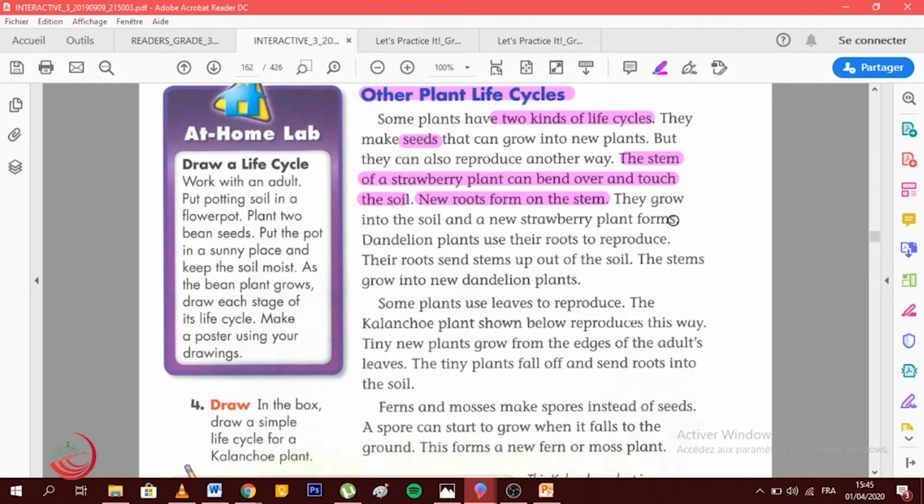That's pretty interesting. Okay, so here the strawberry plant can grow through seeds, but it has another way: the stems will bend over, touch the soil, and with some small roots that are on the stem, they can grow a new strawberry plant. For this I have a video that can show you how this happens.